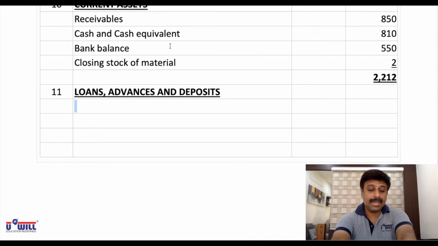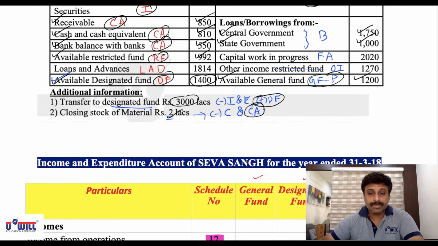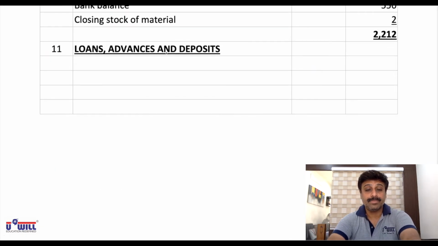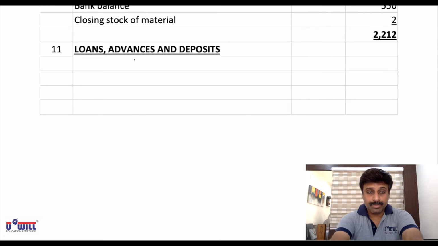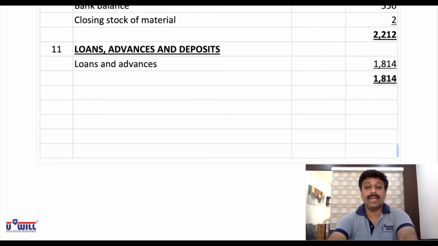LAD marked items. Let us see which LAD marked items are there. Loans and advances, we have it over here. Okay, LAD marked items. That is 1814. You all can see over here. Loans, advances and deposits 1814. Loans and advances 1814. Only one item is there, so that itself will be the total. Then after loans and advances, now be attentive.